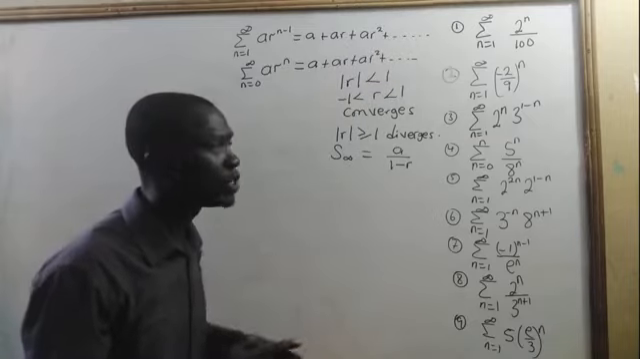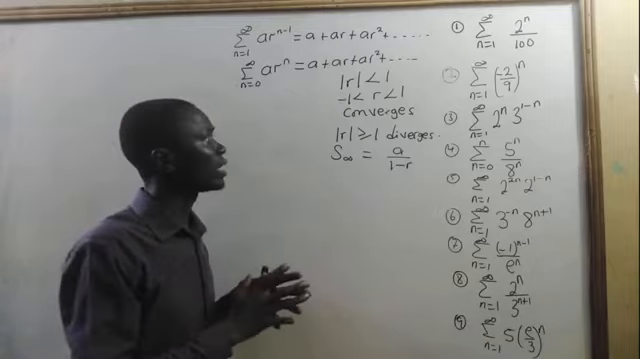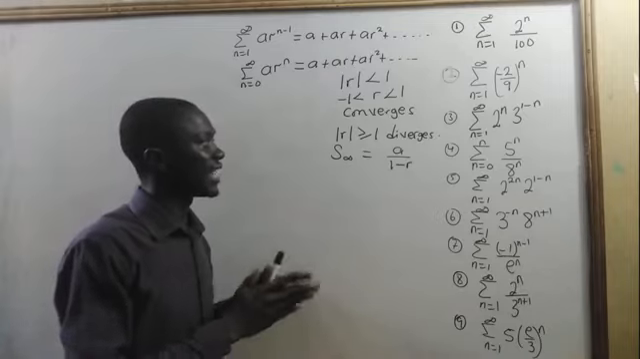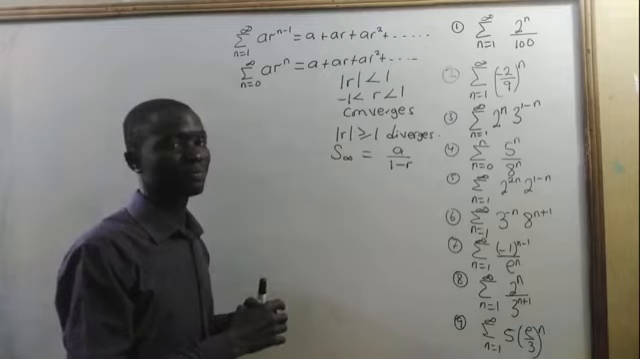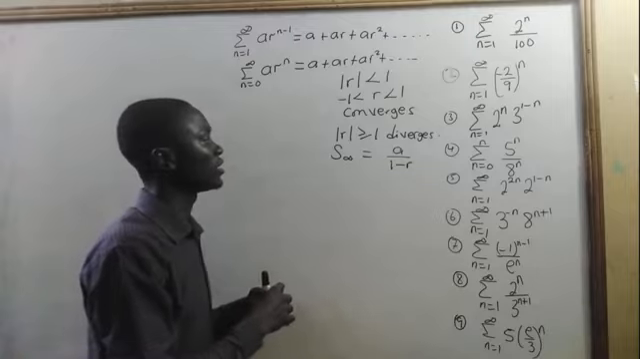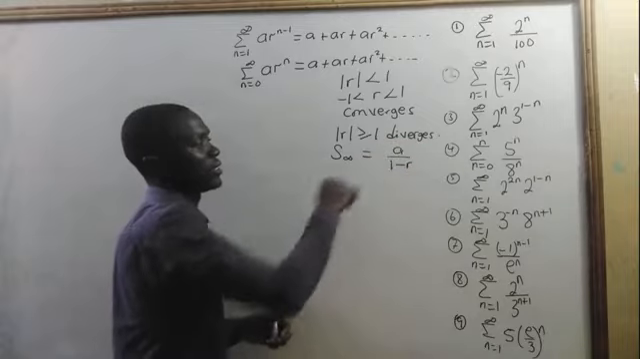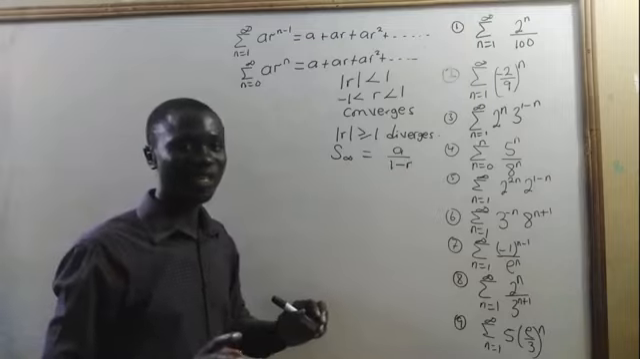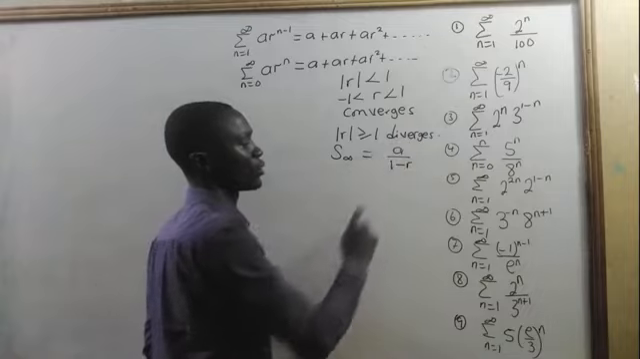Now the geometric series converges if the absolute value of r is less than 1, or r lies between -1 and +1. It diverges if the absolute value of r is greater than or equal to 1. And if it converges, then the sum of the geometric series is equal to the first term divided by 1 minus r. r is the common ratio and a is the first term. So the sum of the geometric series is equal to a divided by 1 minus r.